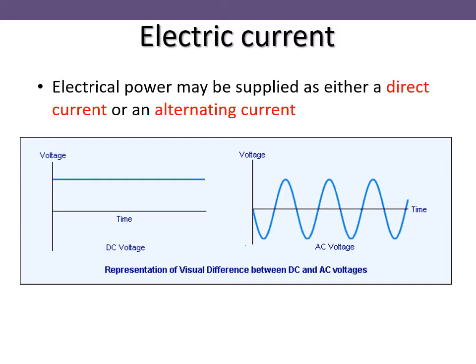So the difference between alternating and direct current is that direct current only flows in one constant direction around a circuit, whereas with alternating current, the direction of current flow swaps from going, say, clockwise around a circuit to anti-clockwise, back to clockwise, back to anti-clockwise, however many times per second the frequency of that signal is.